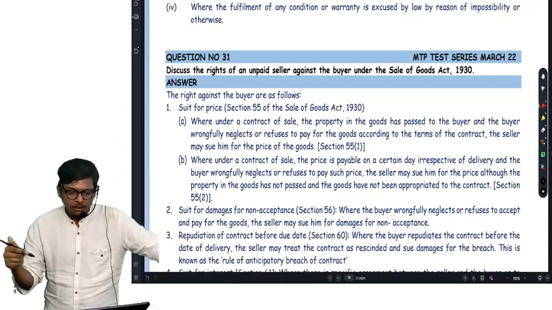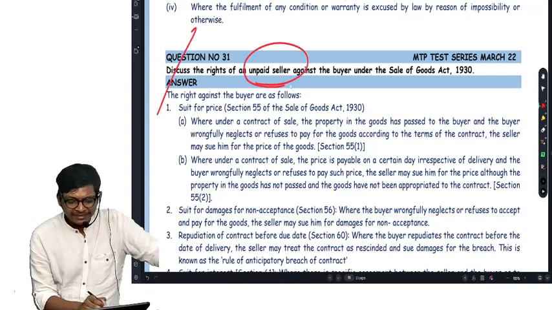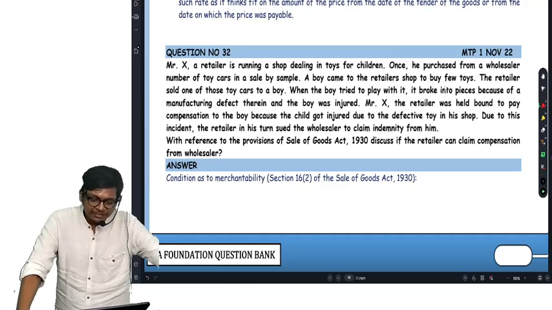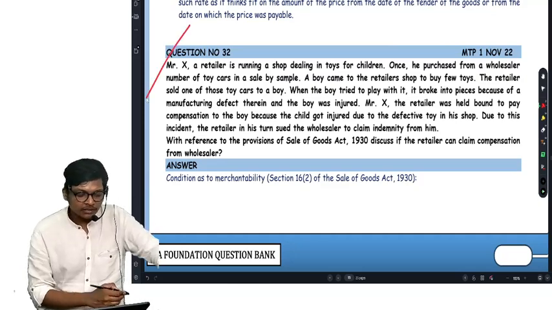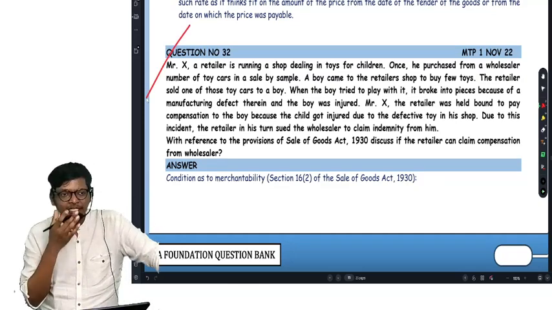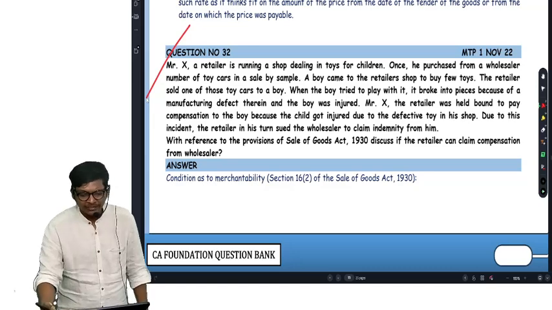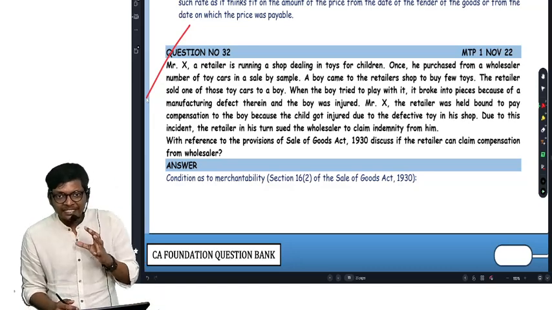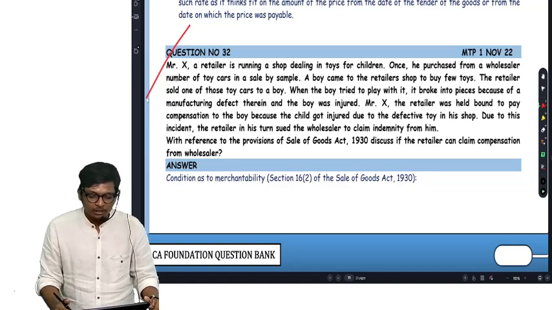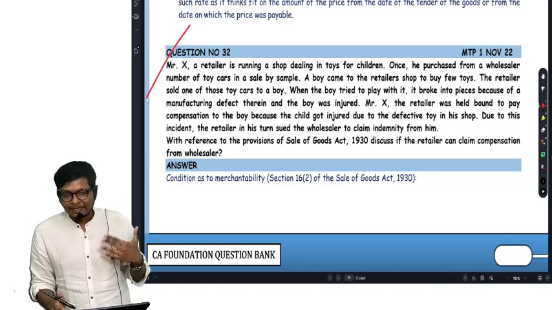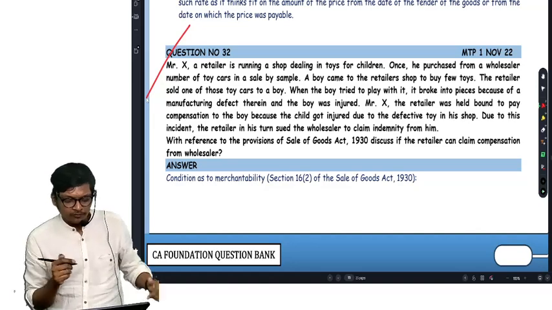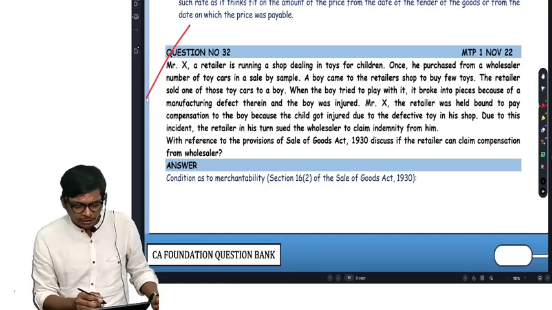Okay. Next, discuss the right of an unpaid seller. Straightforward question. Fine. Again, we are back to a case study question. Question 32. We just have another 20 questions to go, guys. Here also there will be a lot of repetitive ones. Out of the next 20, even if we have 10 new questions, it's good learning. Now you can hope for more unique questions.